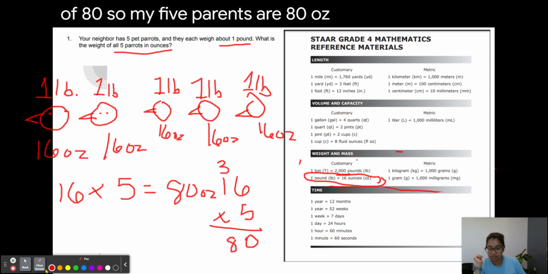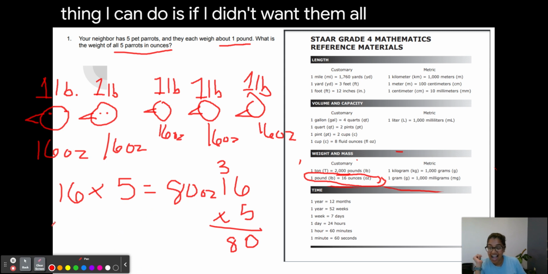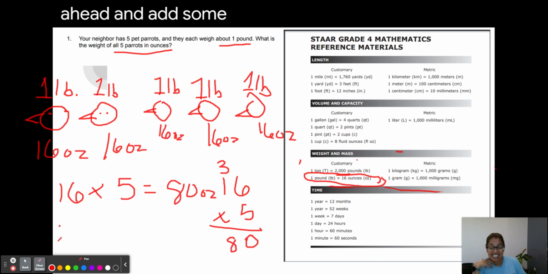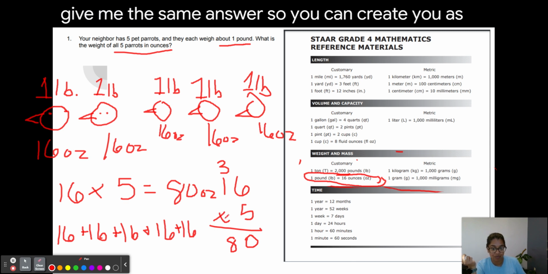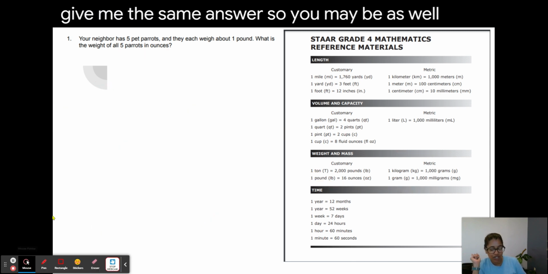All right. The other thing I can do, if I didn't want to multiply, is add 16 five times. 16 plus 16 plus 16 plus 16 plus 16 is going to give me the same answer. It's going to give me 80 as well. All right, we have one more to do.